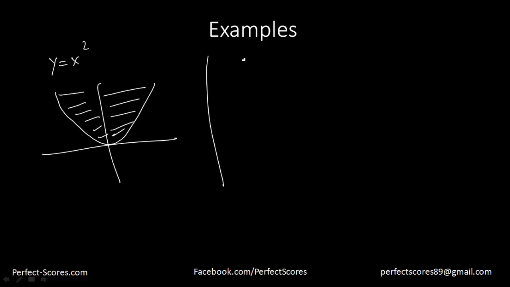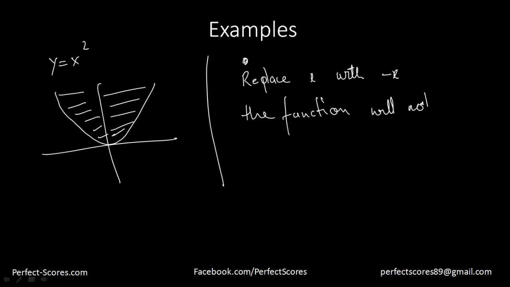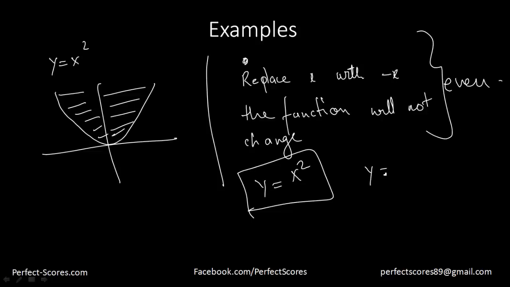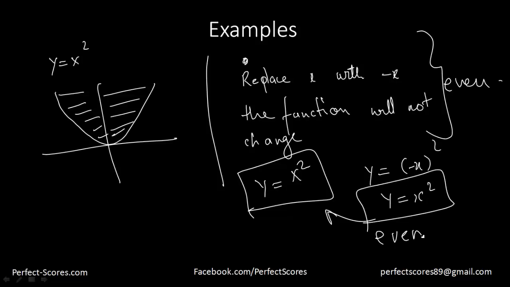Because the meaning is that if you replace x with negative x, the function will not change. So that is actually the definition. If you replace x with negative x, the function will not change. That is something which is known as an even function. So if I say y is equal to x square, the function is this. When I say y is equal to negative x square, still the function is y is equal to x square. That means this is an even function.